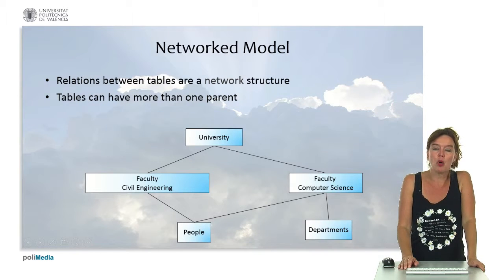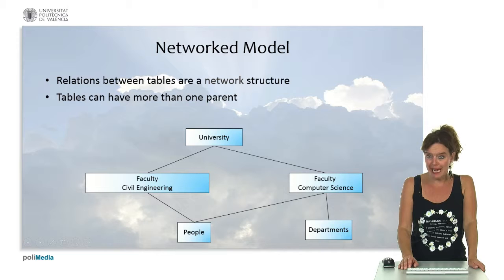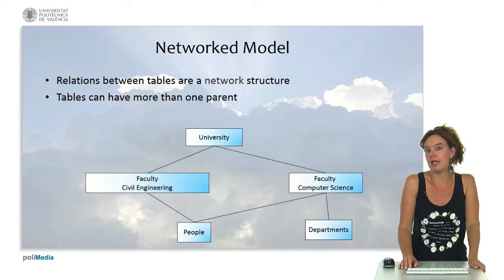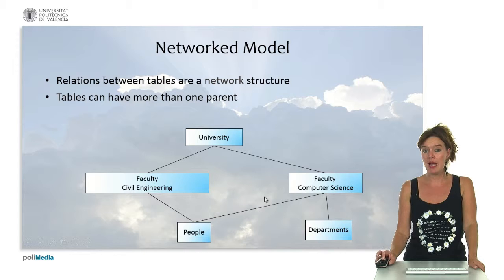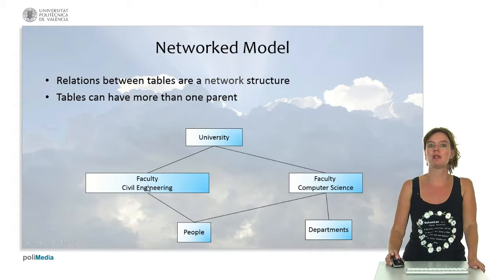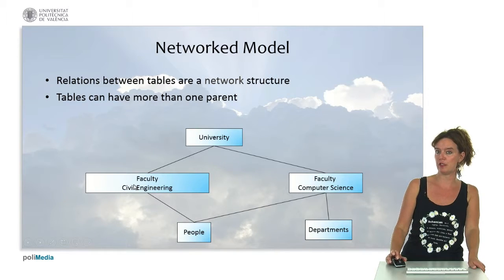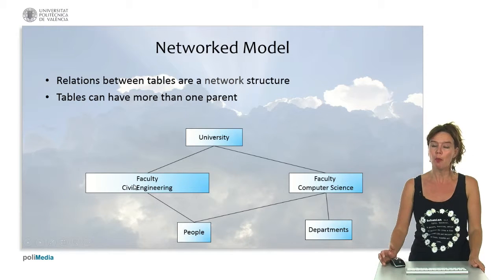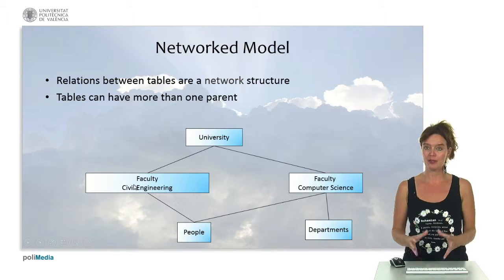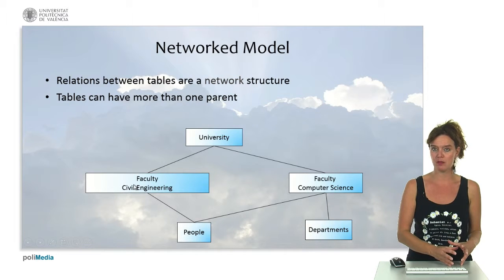In a networked model, it's more or less the same, except that one table can have more than one parent, making it not a tree anymore, but a network. Here, for example, we see this table of people. These people can be at the Faculty of Computer Science, but they can also be at the Faculty of Civil Engineering. So we create this relation, and now we don't have a tree anymore, but we've got a network model where tables can have more than one parent.